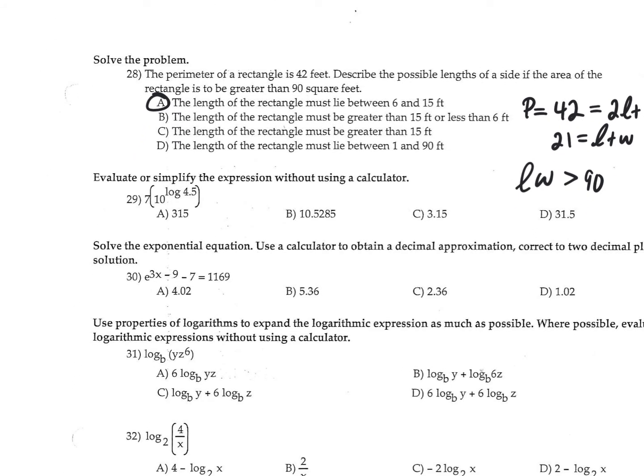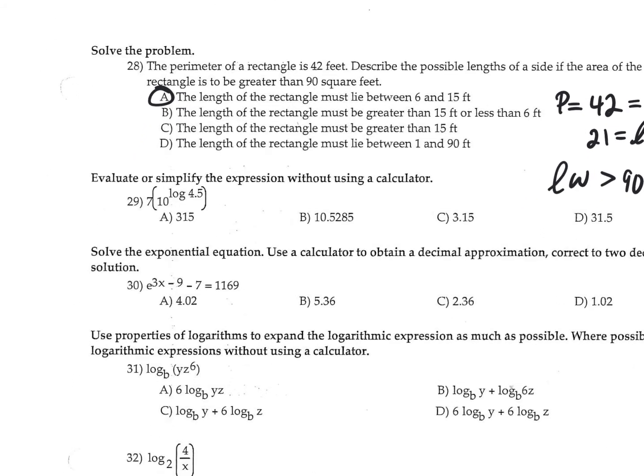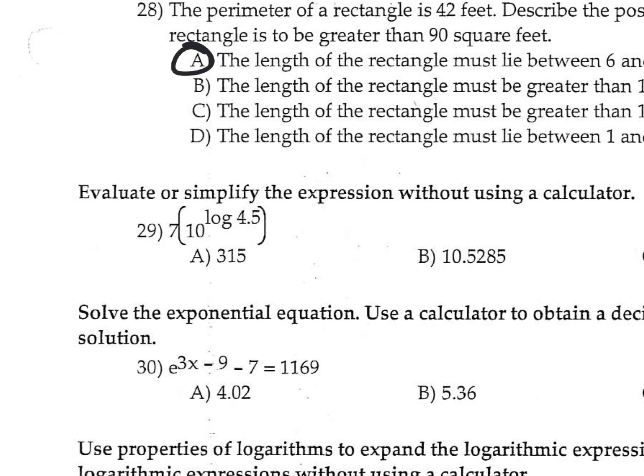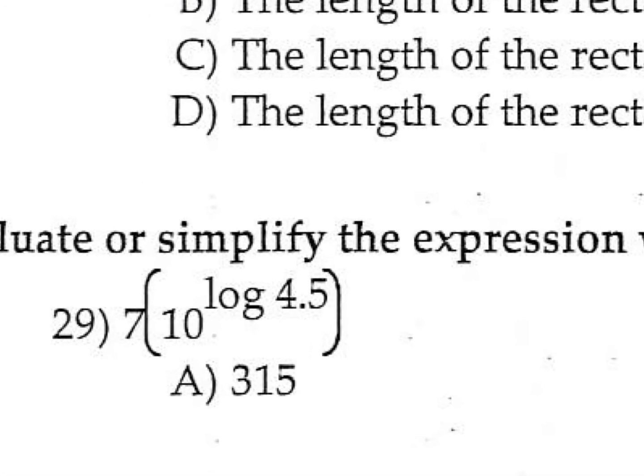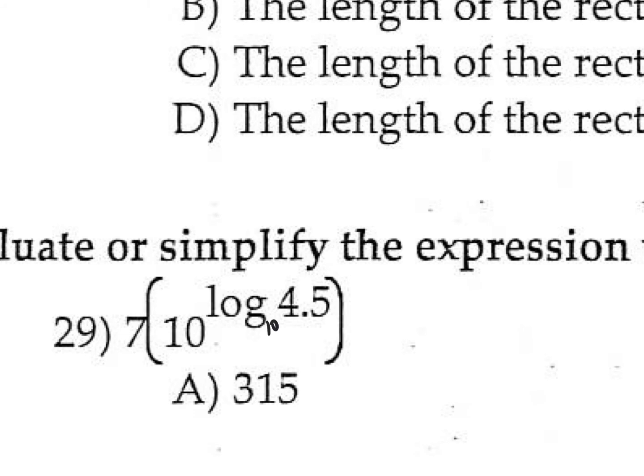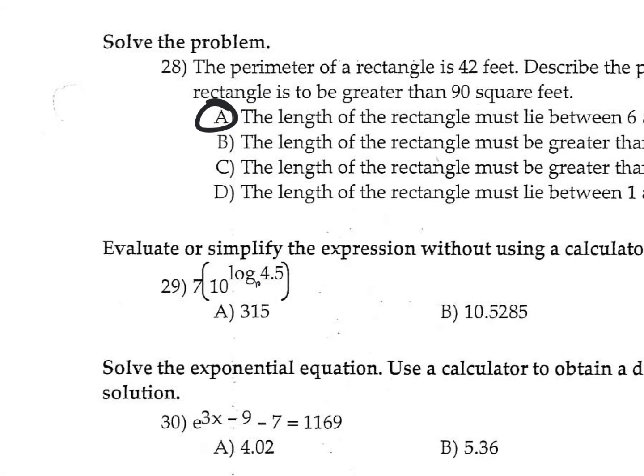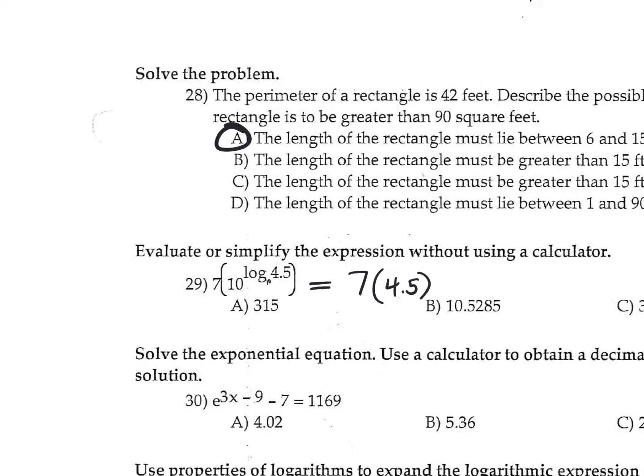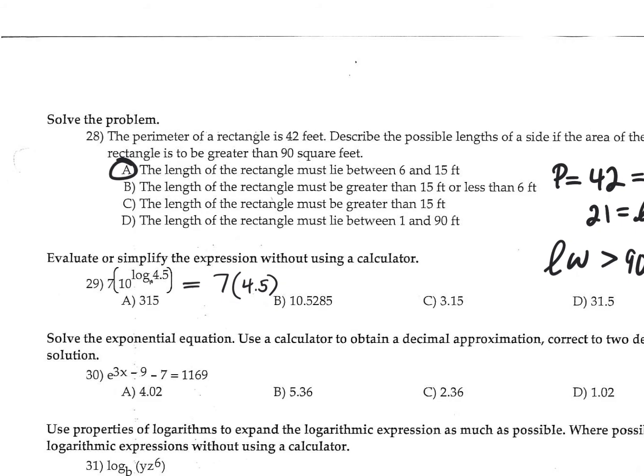Number 29 is a log problem meant to confuse you. Here we have 10 raised to the log of 4.5. Well, we know that this log base 10 is implied even if it's not given. So this expression really looks like 7 times 10 raised to log base 10. Those are inverses, and we're just left with the number in question, the argument. So we're really looking for 7 times 4.5. 7 times 4.5 is 31.5.